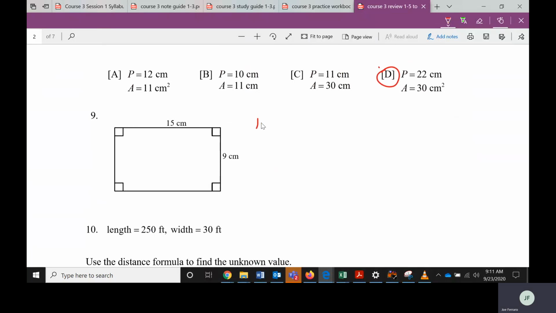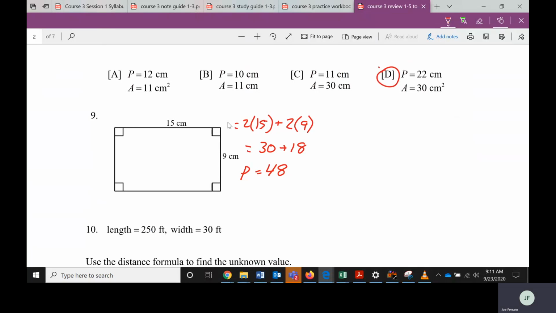So here we will go 2 times 15 plus 2 times 9. Okay, this is for perimeter, so we get 30 plus 18. So perimeter ends up equaling 48. Now again, if I'm going kind of fast there, pause it, do the stuff in your calculator, make sure you're getting those numbers. Okay, area, so that was perimeter.